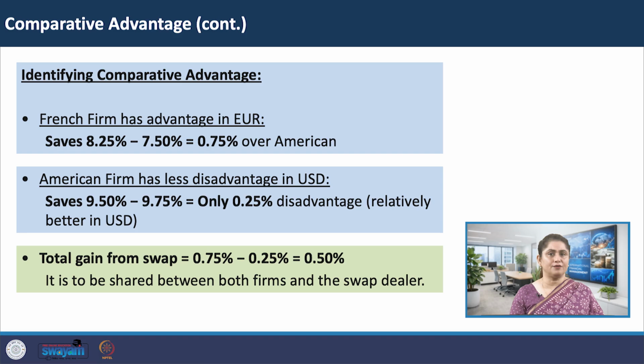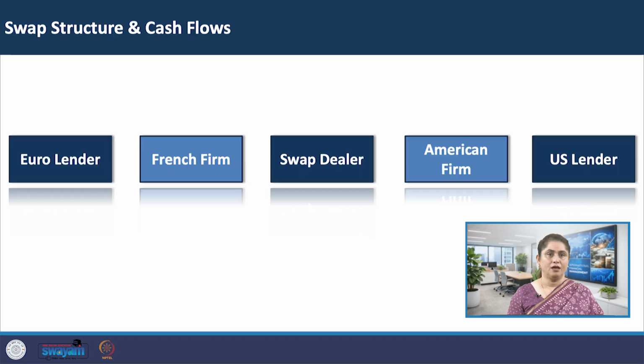Therefore, the total gain available from this swap, that is 0.75% advantage minus 0.25% disadvantage for the American firm, is equal to 0.50%. This 0.50% is the pie that gets distributed between the French firm, the American firm, and the swap dealer. Now, before understanding the swap structure, let us look at the participants who will facilitate the swap arrangement: a euro lender, French firm, American lender, and the swap dealer.